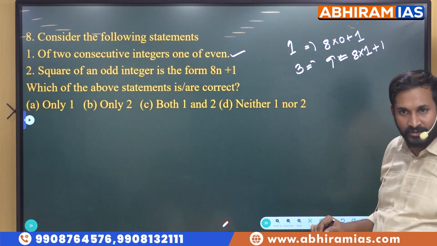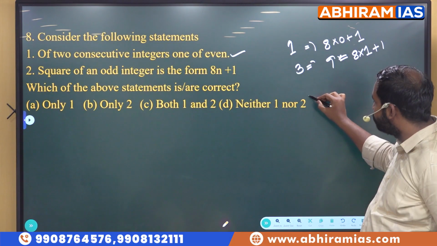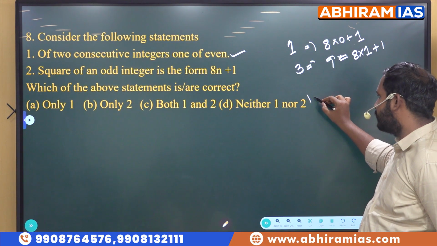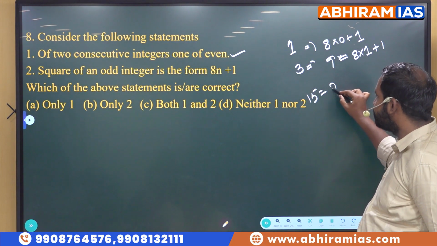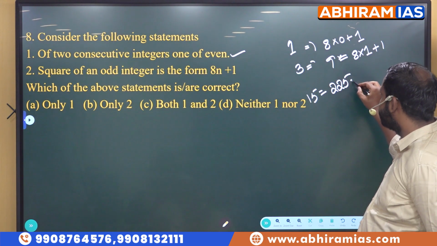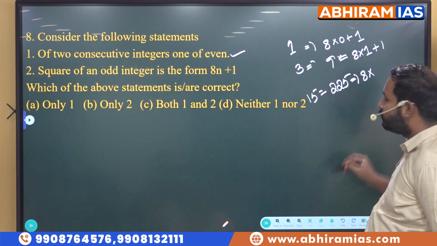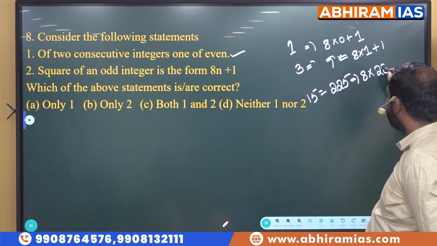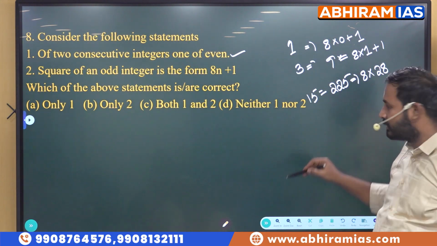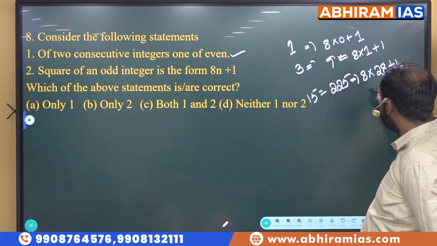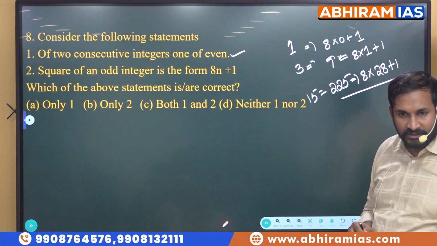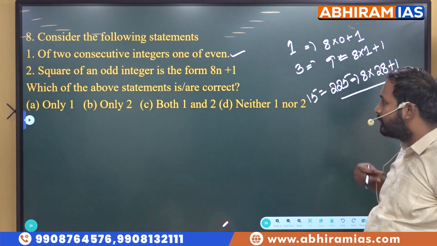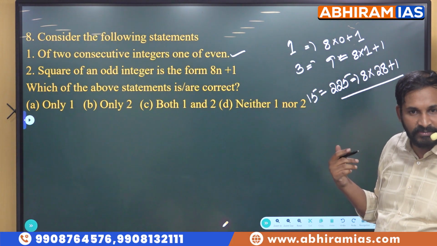9 can be written as 8 into 1 plus 1. Next, let us take a huge one. Let us take 15. 15 square is 225. 8 into 28 is 224, which is a multiple of 8. 224 plus 1. That one also I can write as 8n plus 1. So we can write all the odd integer squares as 8n plus 1.